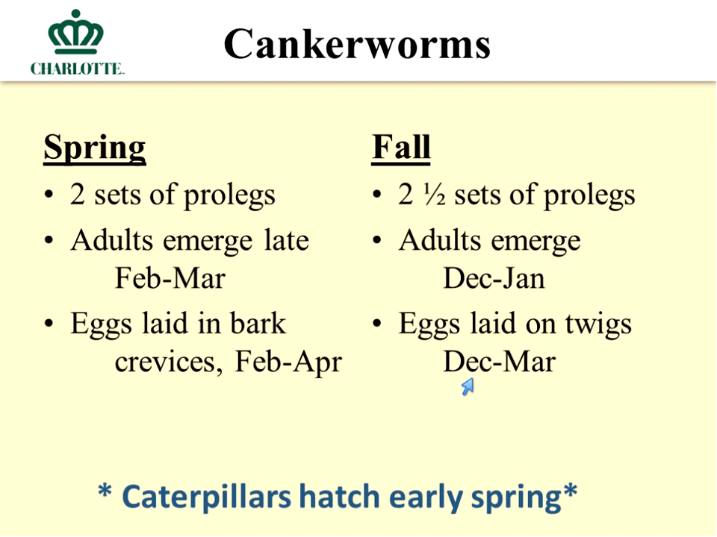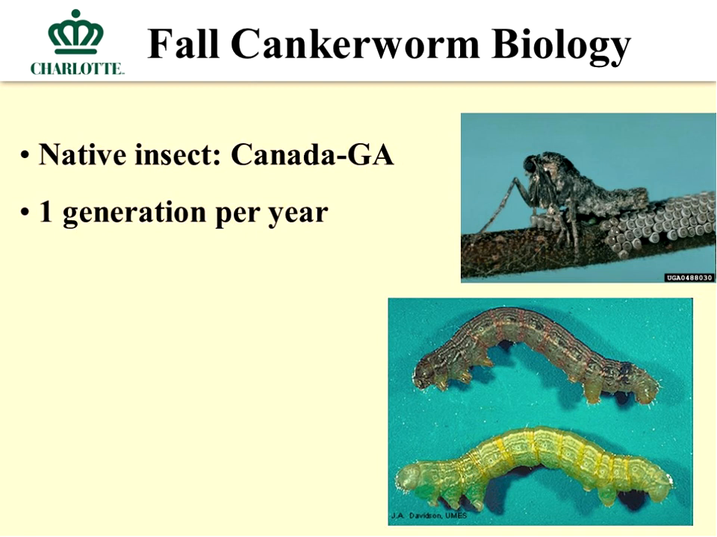But like I said, the caterpillars of both of these species are hatching about the same time in the early spring. They're both causing the same sort of damage. So it's not really imperative to know the difference when you're worrying about the caterpillars. So fall cankerworm, like I said, this is the one that's really the pest in Charlotte.